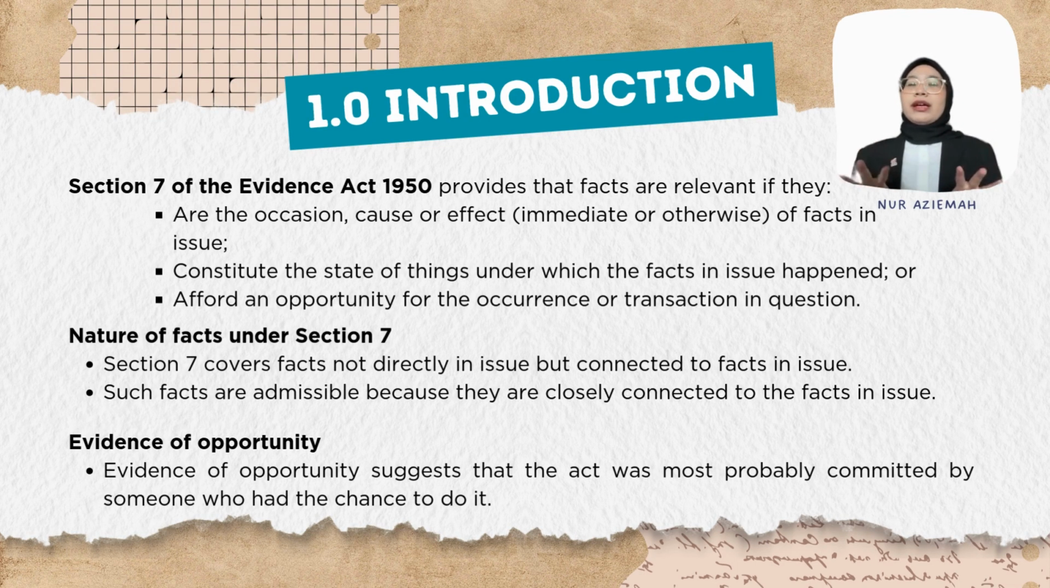These facts are admissible because of their close connection to the facts in issue. Although they do not directly prove the offence, they are capable of indirectly proving or disproving the facts in issue. Evidence of opportunity under Section 7 suggests that the act was most probably committed by a person who had the chance to do it. A person without such opportunity would have had to take extraordinary steps to commit the act.